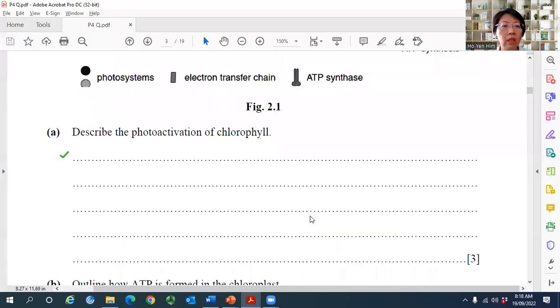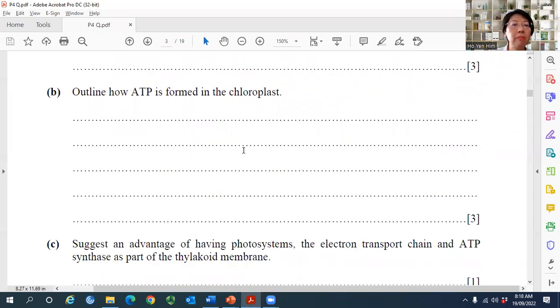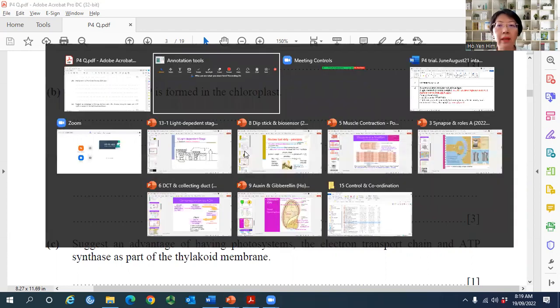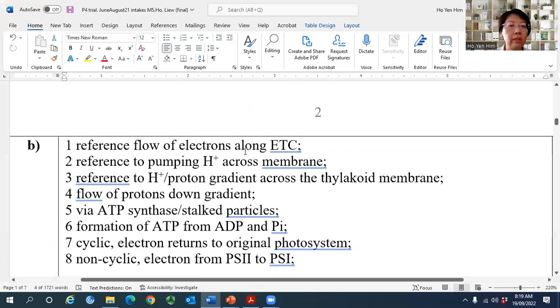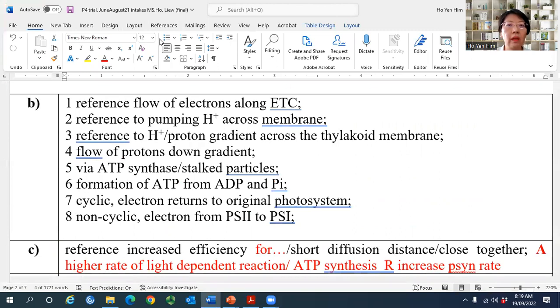Next question is, outline how ATP is formed in the chloroplast. How ATP is formed in chloroplast, 3 marks. Right, so let's look at the answer. First, the electron must flow along the ETC. And when the electron flows along the ETC, then protons will be pumped across the thylakoid membrane.